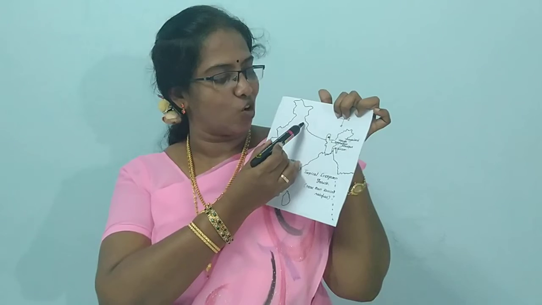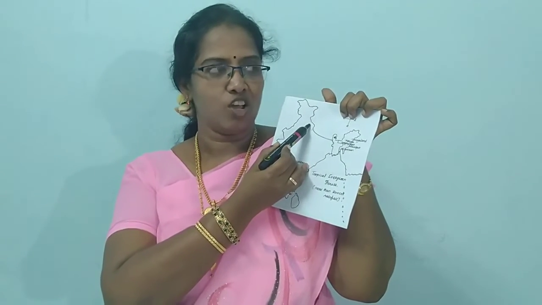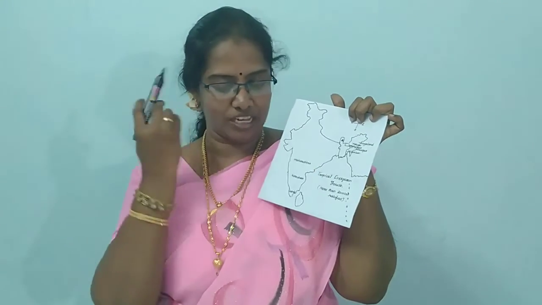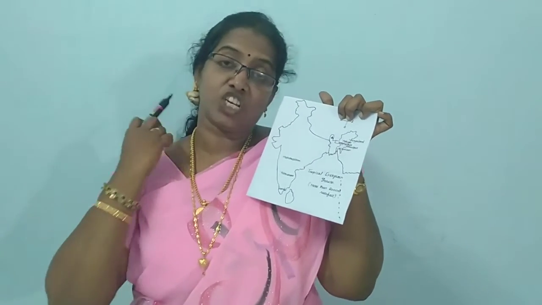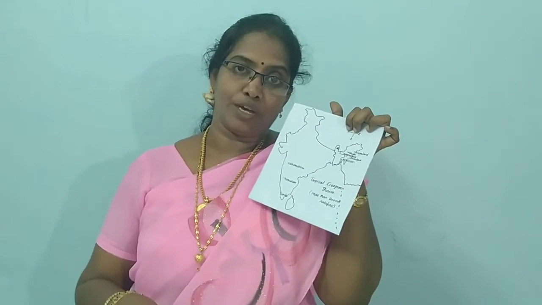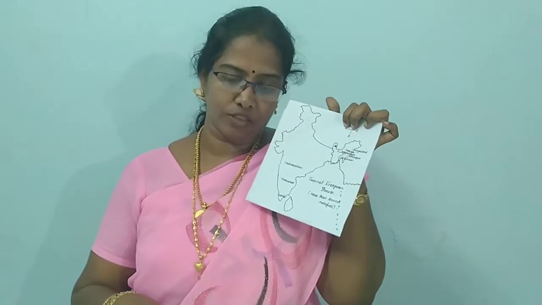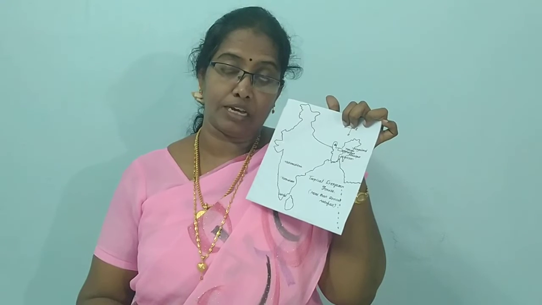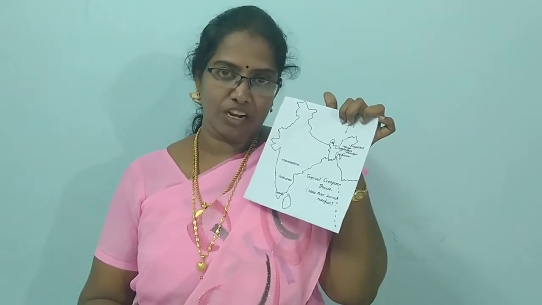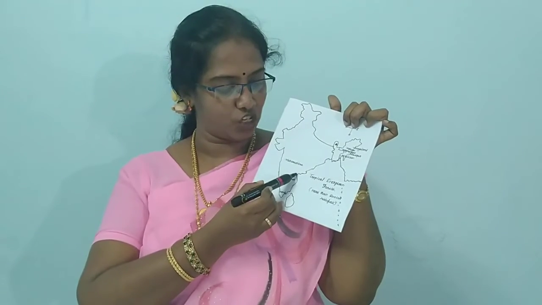Then cold desert. Where is the cold desert located? This is the Himachal Pradesh area. Okay, Seshachalam Hills. It is one of the biosphere reserves among the 18 biosphere reserves. This is the 17th biosphere reserve, serial number 17. Seshachalam Hills is located in Andhra Pradesh.